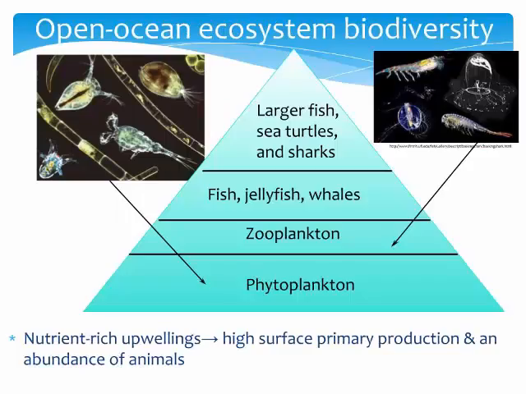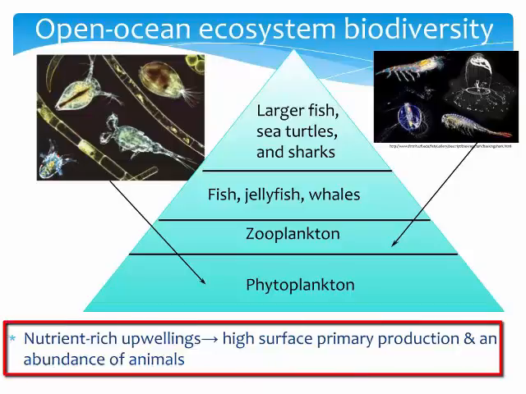The open ocean is a rich and diverse ecosystem, and the distribution of the biodiversity varies throughout the pelagic zone. The most productive areas of the ocean are regions where upwelling has brought up nutrient-rich waters. In this way, upwelling supports high surface primary productivity and an abundance of different animals.